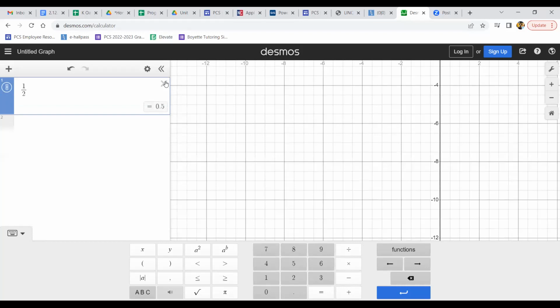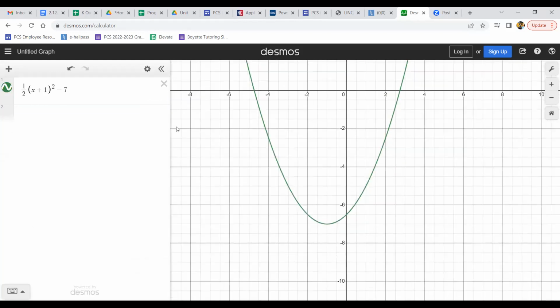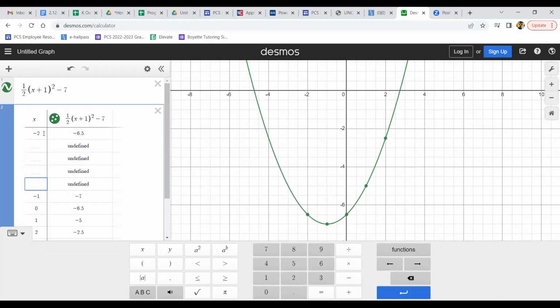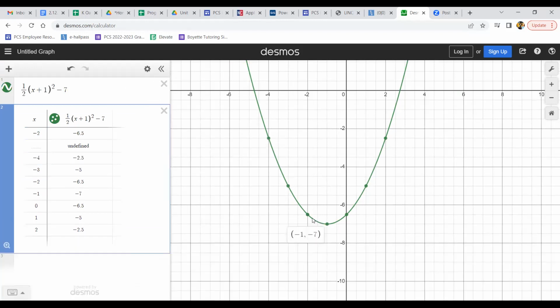So 1/2 x plus 1 squared minus 7. Okay, so there's the graph. And let's get the table. So we have quite a few values in there. Let's get some more values over here. Oh, -4. That's probably good enough. So I got the vertex. I've got 2 points on the other side of the vertex.